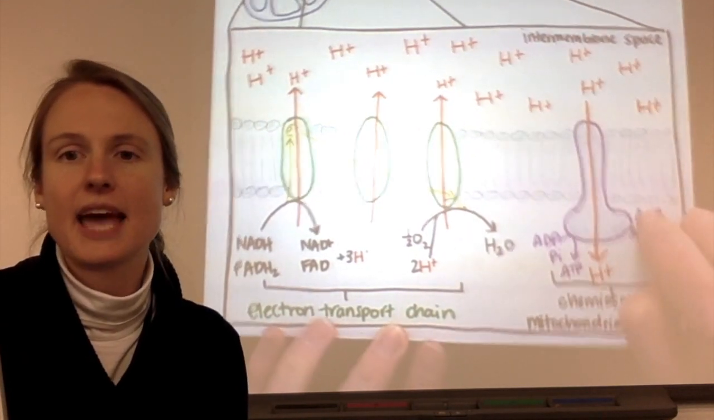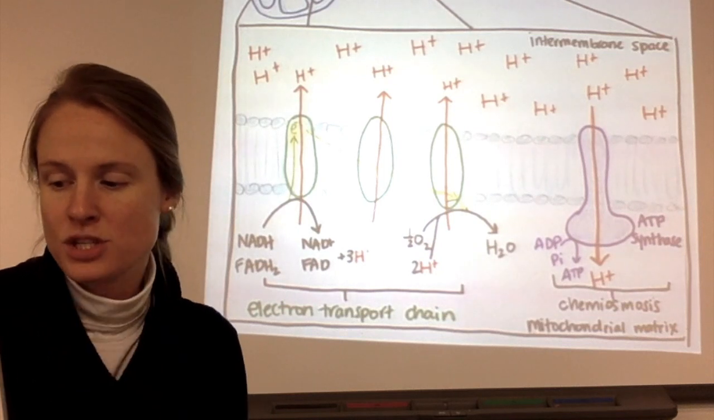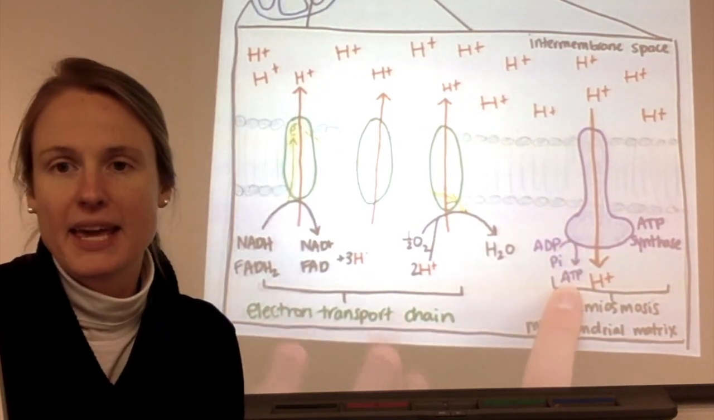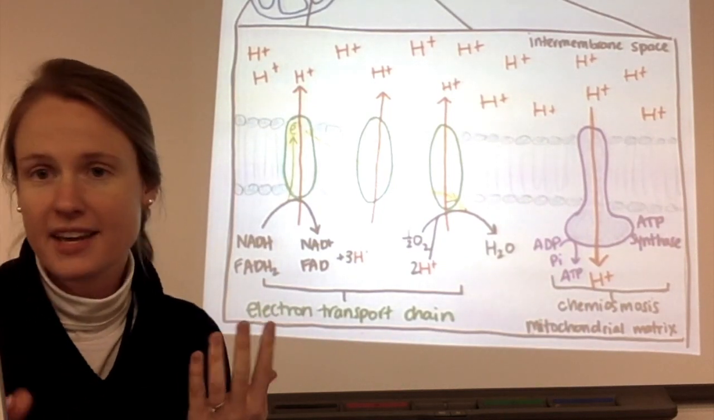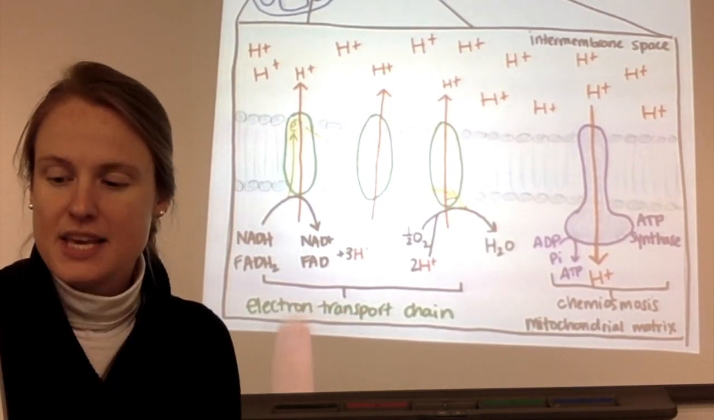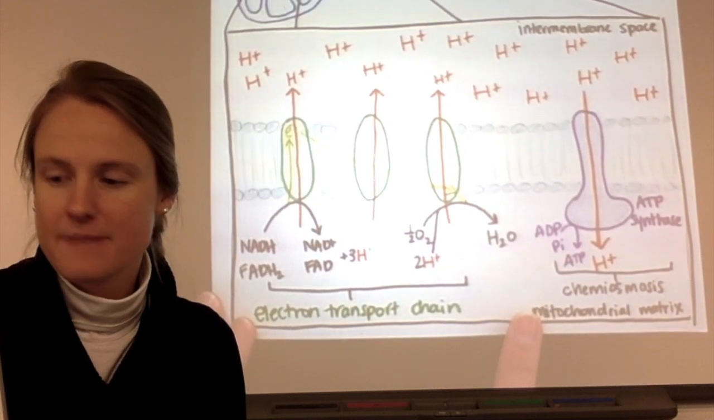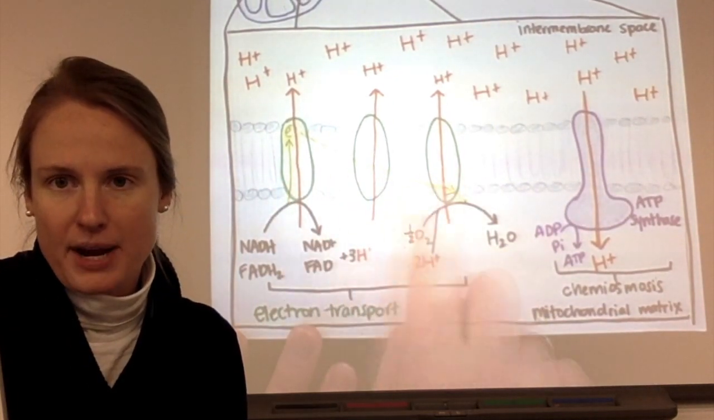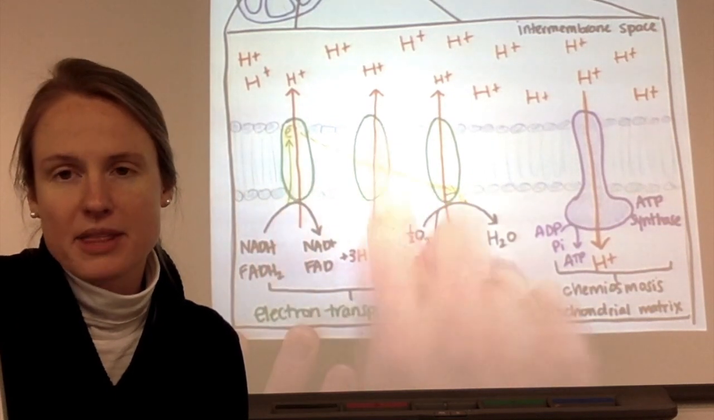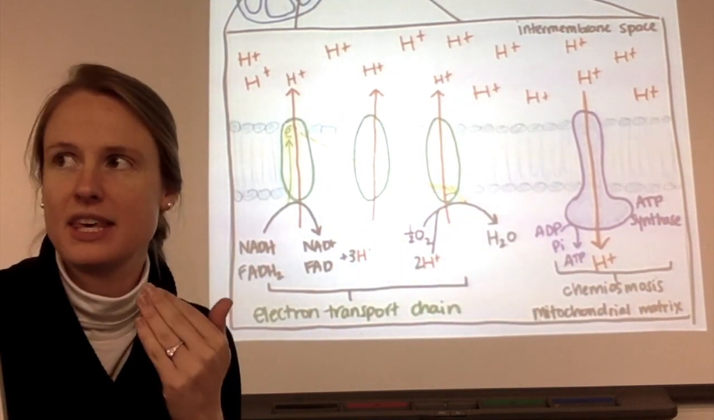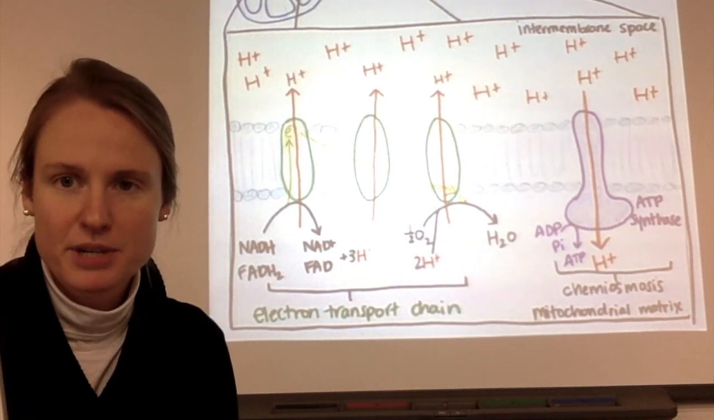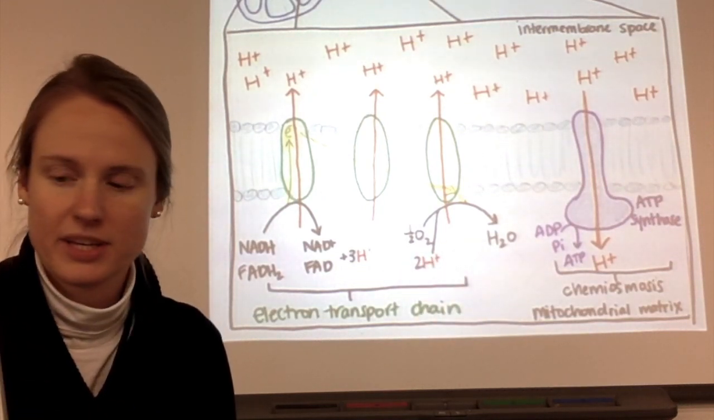ATP synthase can capture that energy and use it to connect an ADP and a phosphate group together to make ATP, just like in the light reaction. So a couple things are different. There are 3 proteins in the membrane here that are pumping those hydrogen ions out, versus in the light reaction we had 1. Also, the final electron acceptor is different in oxidative phosphorylation.